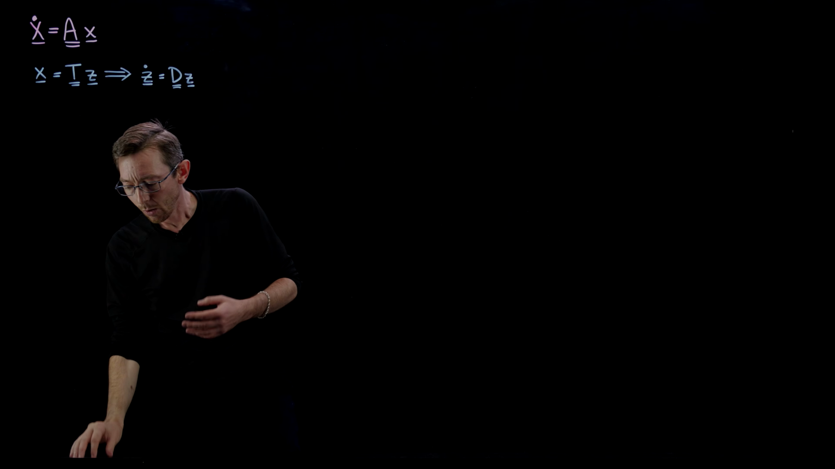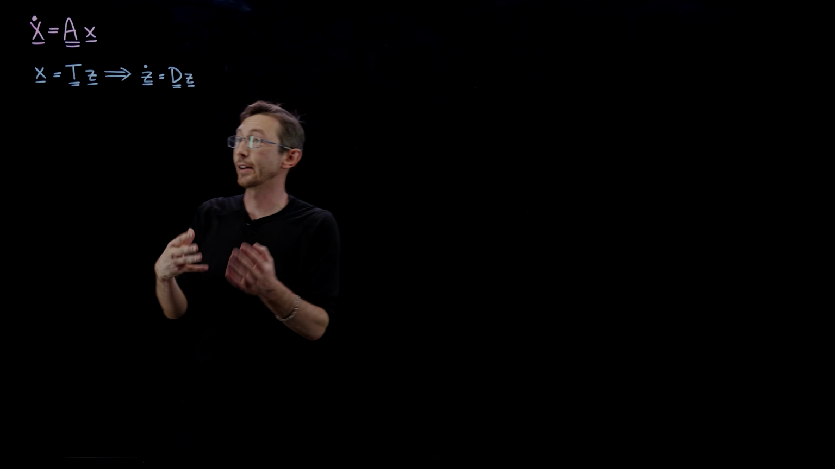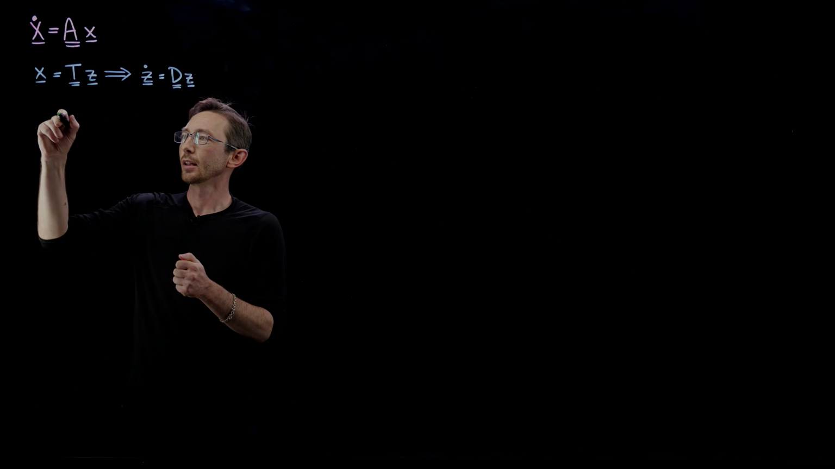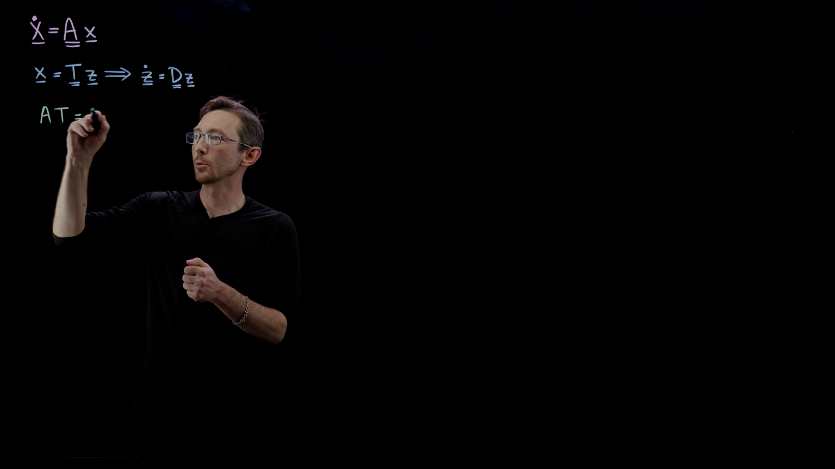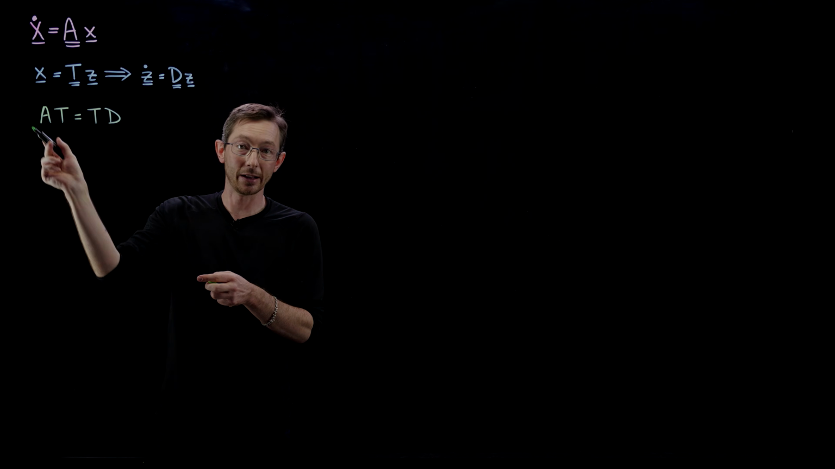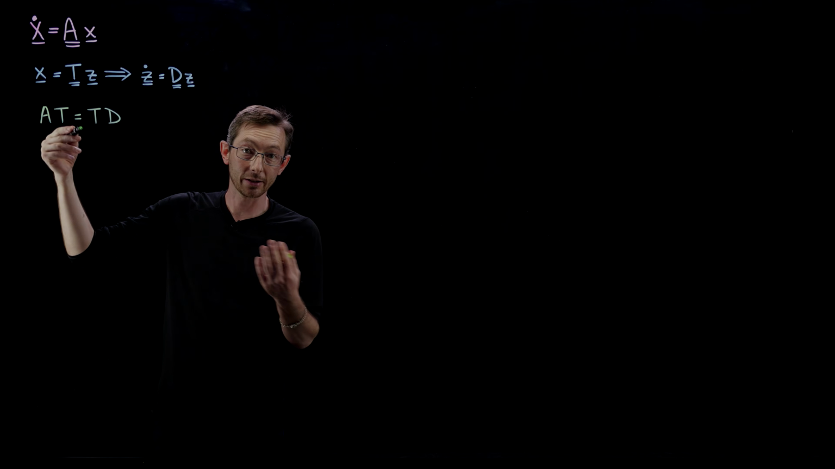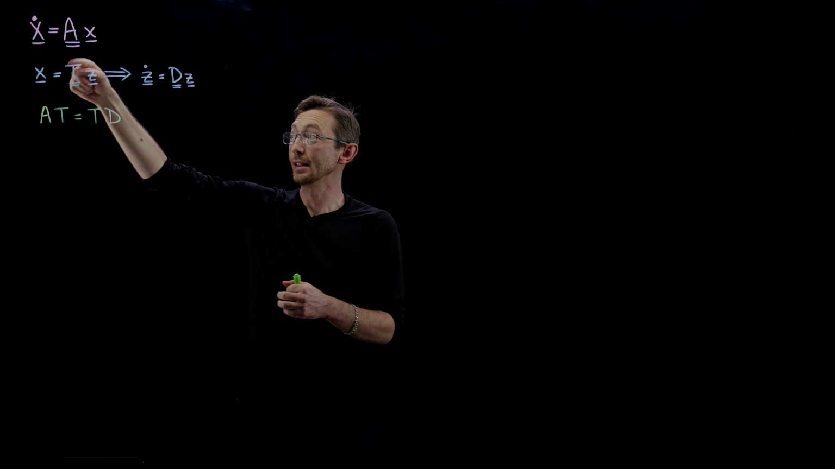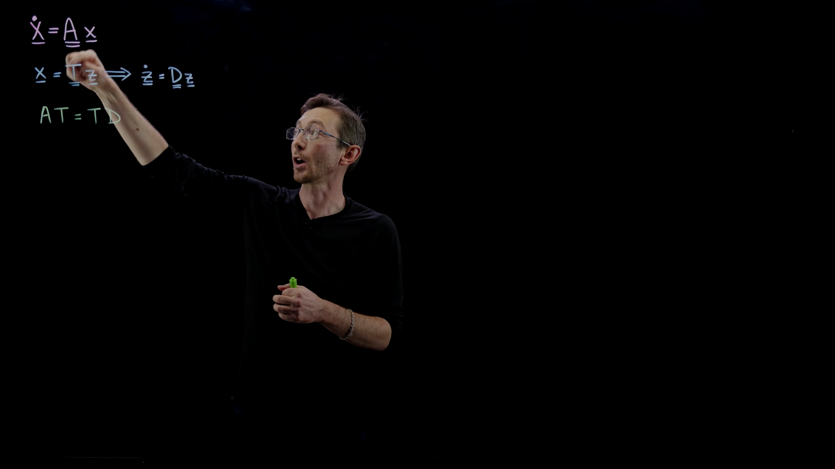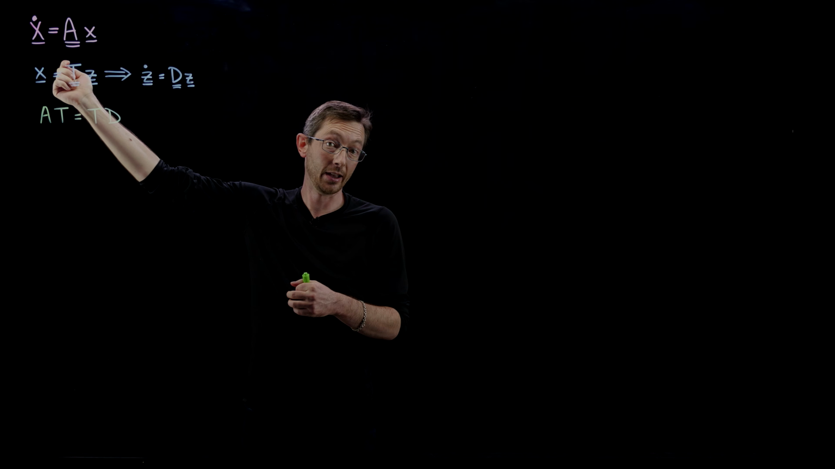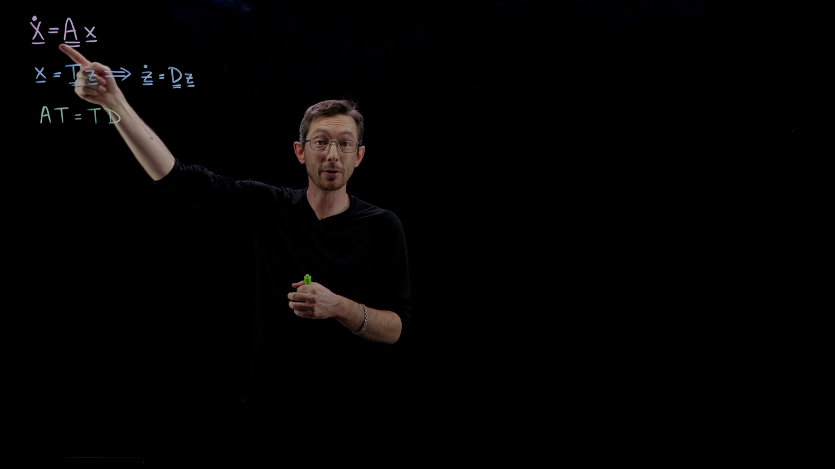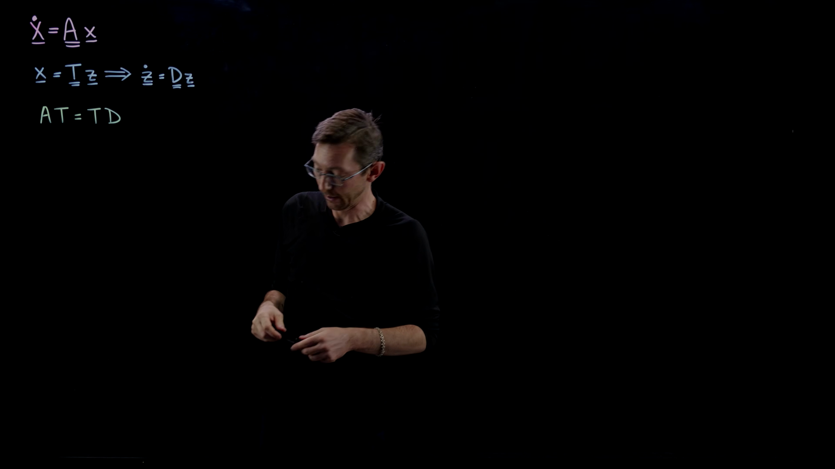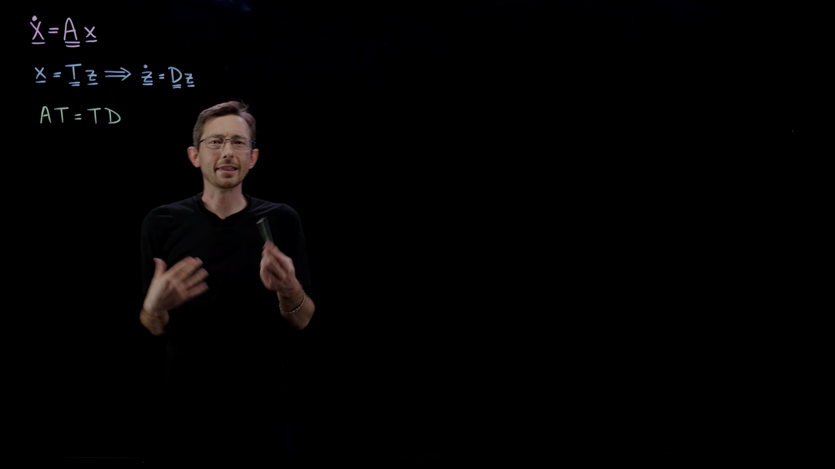And specifically, we derived the eigenvalue eigenvector equation for the T's and the D's where this is possible. Specifically, A times T equals T times D. This is the eigenvalue problem. Columns of T are eigenvectors of A. The diagonal elements of D are eigenvalues of A. So the coordinate transformation that diagonalizes A is specifically the matrix of eigenvectors of A. And the diagonal system that you get after doing that, these diagonal entries of D, are the eigenvalues of A.